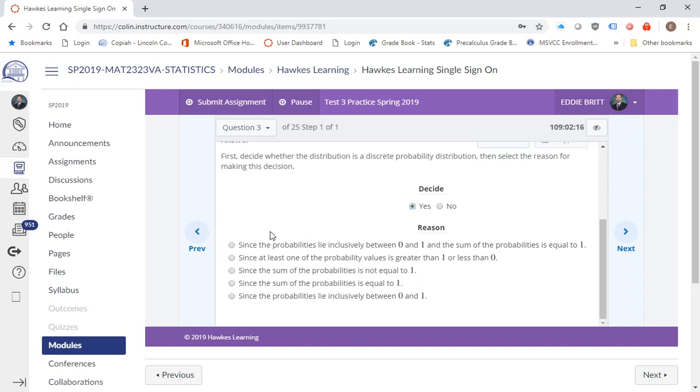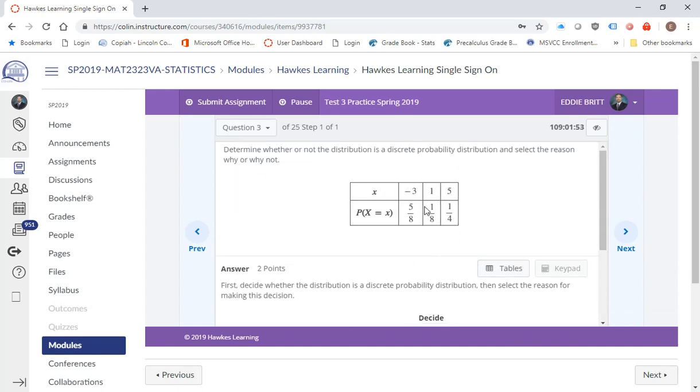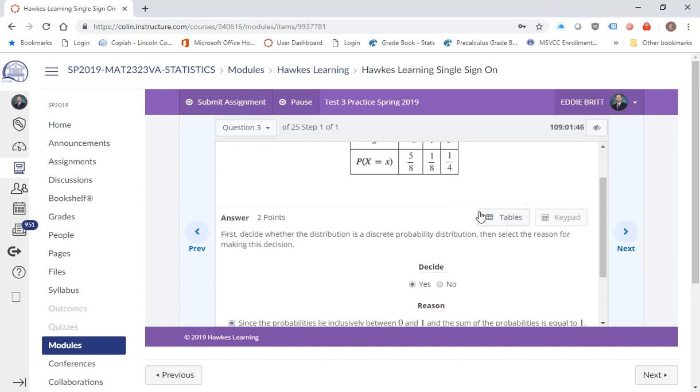And why? It is a discrete probability distribution. So probabilities lie inclusively between 0 and 1, and the sum of the probabilities is equal to 1. So we have to check for both of those. So I couldn't have a negative probability here. That's what that says. And I couldn't have a probability greater than 1 for one of these.